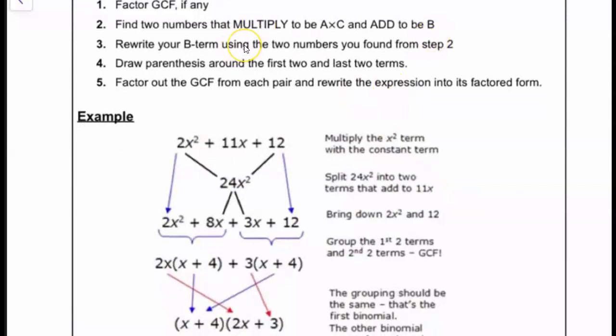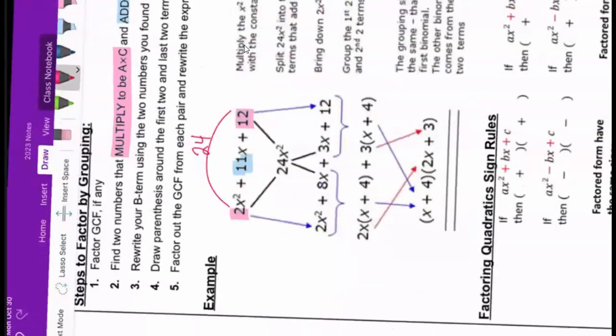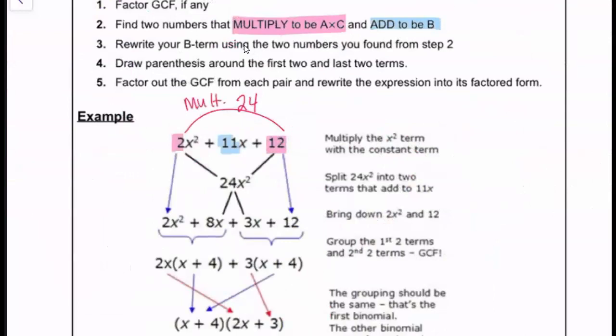So you still do the same thing. You still want to find two numbers that multiply to something and add to something. We still want them to add to be our b value. That is, we need to add to be our middle value. But this time, we want to multiply to my a times c value. I want to multiply to whatever my first times my last number is. So in this problem, I want to multiply to be 24, but add to be 11, which is what they're telling you here.